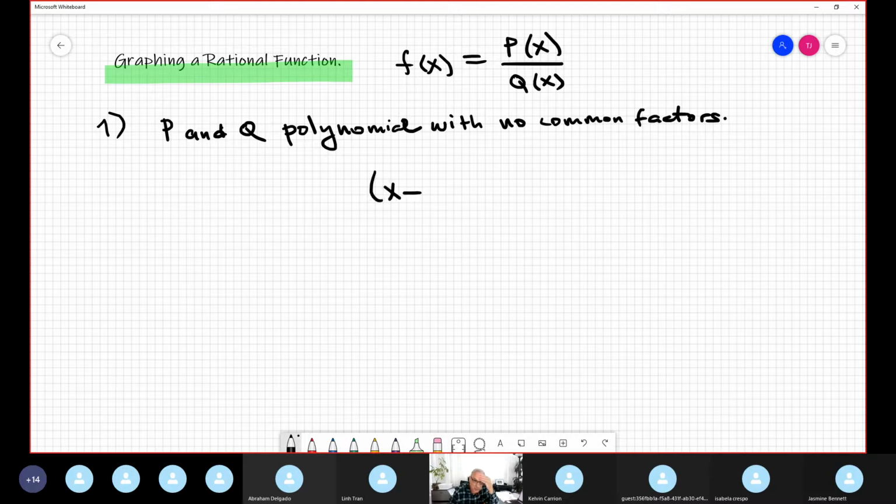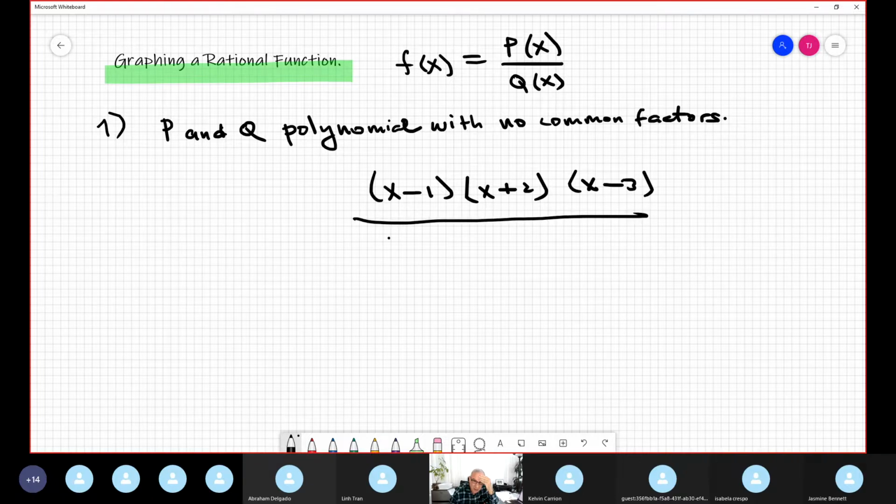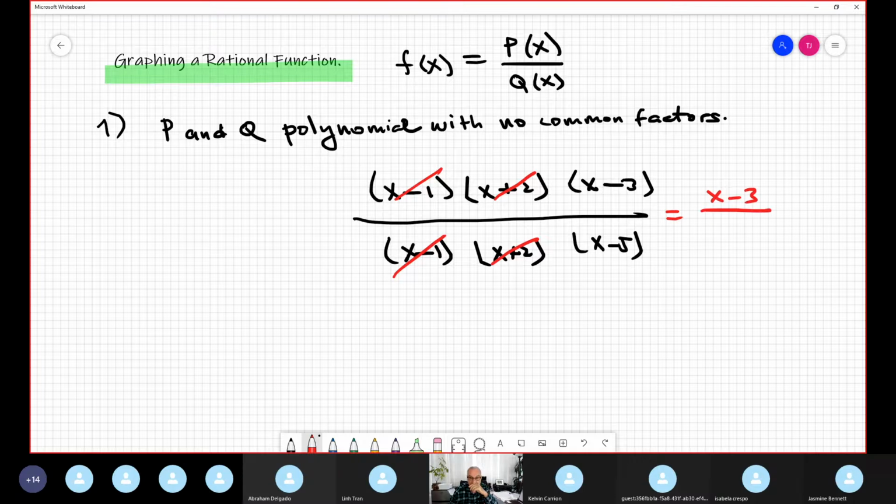Suppose we have x minus 1, x plus 2, x minus 3, divided by x minus 1, x plus 2, x minus 5. You see clearly that this factor is cancelled. This factor is cancelled, and my expression stays x minus 3 divided by x minus 5. Okay. What happened with the hole? How many holes? What position is a hole? The factor that gets cancelled is a hole.